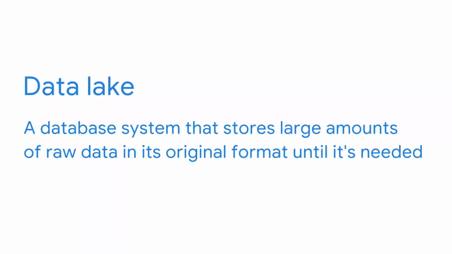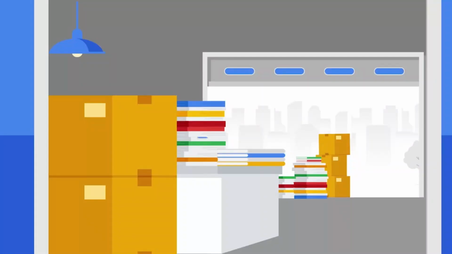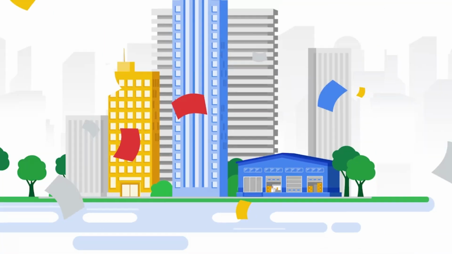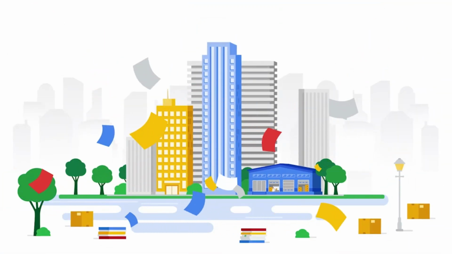A data lake is a database system that stores large amounts of raw data in its original format until it's needed. This makes the data easily accessible because it doesn't require a lot of processing. Like a data warehouse, a data lake combines many different sources. But data warehouses are hierarchical, with files and folders to organize the data, whereas data lakes are flat. And while data has been tagged, so it is identifiable, it's not organized. It's fluid, which is why it's called a data lake.